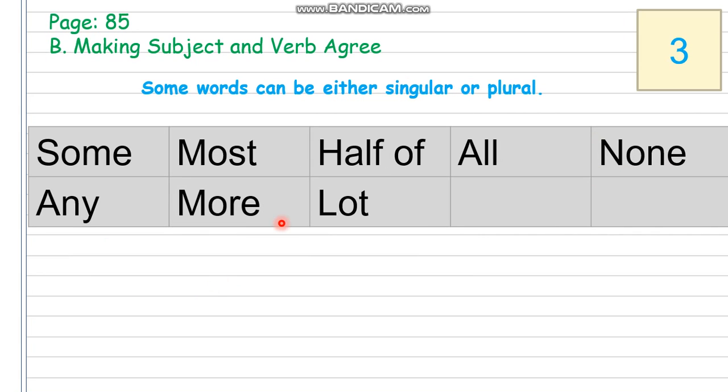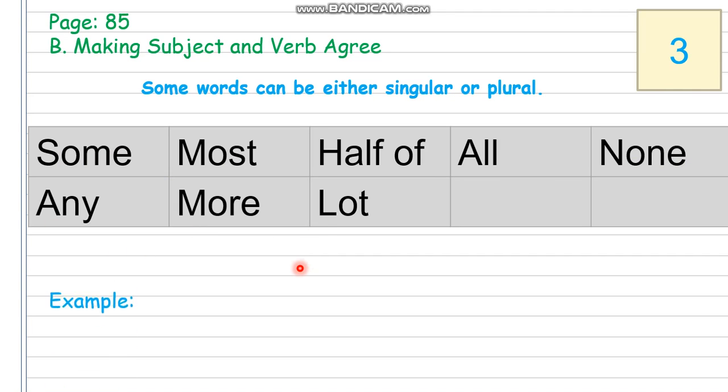Other words can be either singular or plural. So it depends on the word that follows these words: some, most, half of, all, none, any, more, and lot.